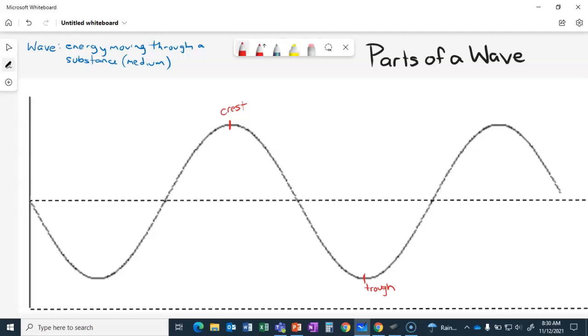Now, we also have a name for the distance between two consecutive crests or two consecutive troughs, and that particular name is called a wavelength. It's just one word, wavelength, compound word. And so different types of waves have different wavelengths. Some of them, the crests are very close together, others are very far apart.